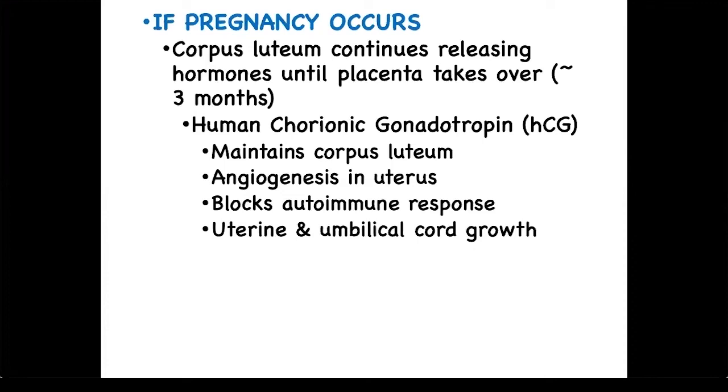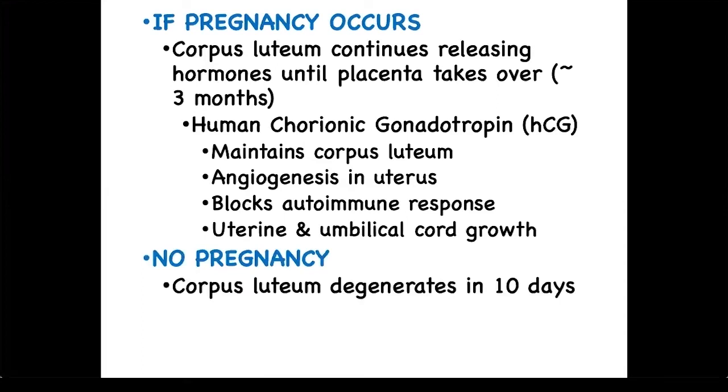the umbilical cord. If no pregnancy occurs, the corpus luteum will degenerate in about 10 days. The remnant of the corpus luteum is called the corpus albicans.